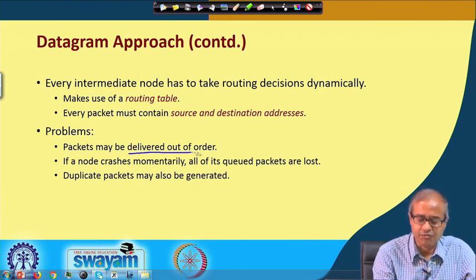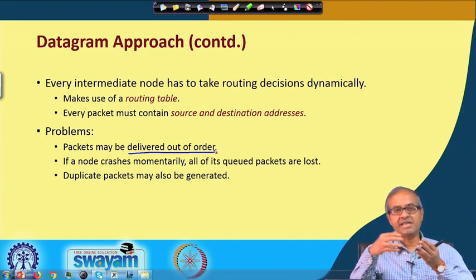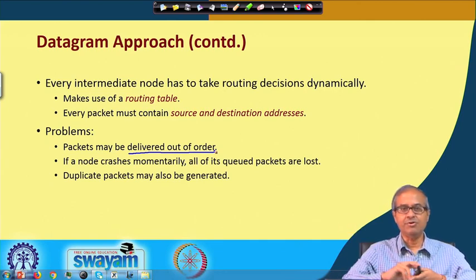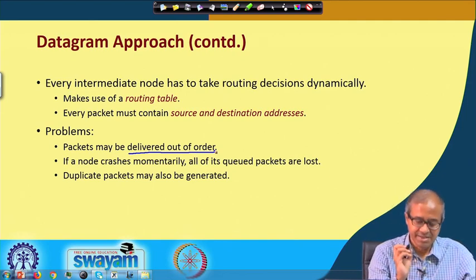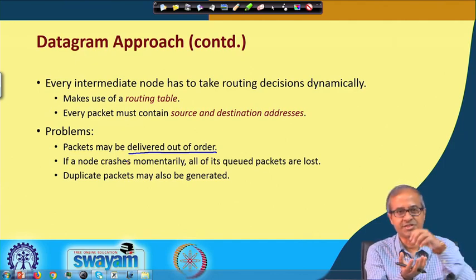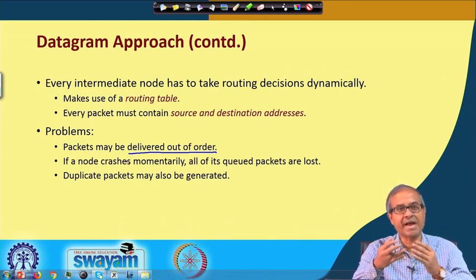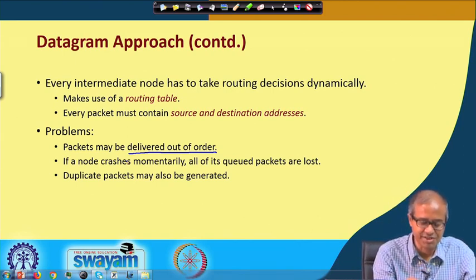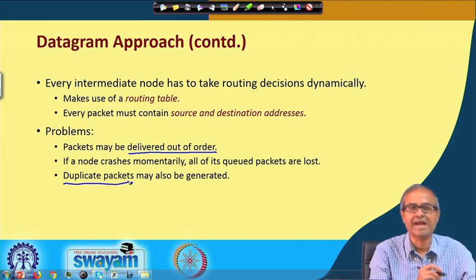So, packets may be delivered out of order. Why? Because each packet is being routed as an independent entity. There is no guarantee that all packets follow the same path. Some packets may follow a shorter path, some a longer path, so the delays of each packet can be different, and the delivery can be out of order. Similarly, if some intermediate node temporarily goes down, all packets stored in its buffer will get lost, so some packets might get lost. This also happens in our postal system; sometimes a letter never gets delivered. But something which happens here, which is not there in a postal system, is that sometimes duplicate packets may get generated.